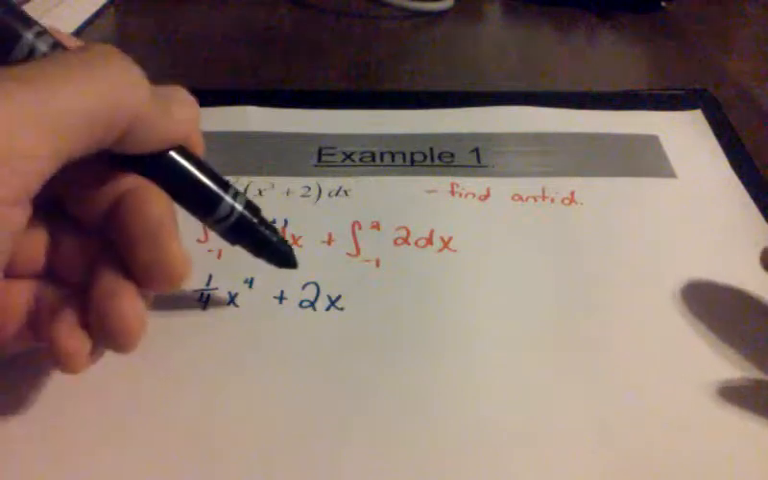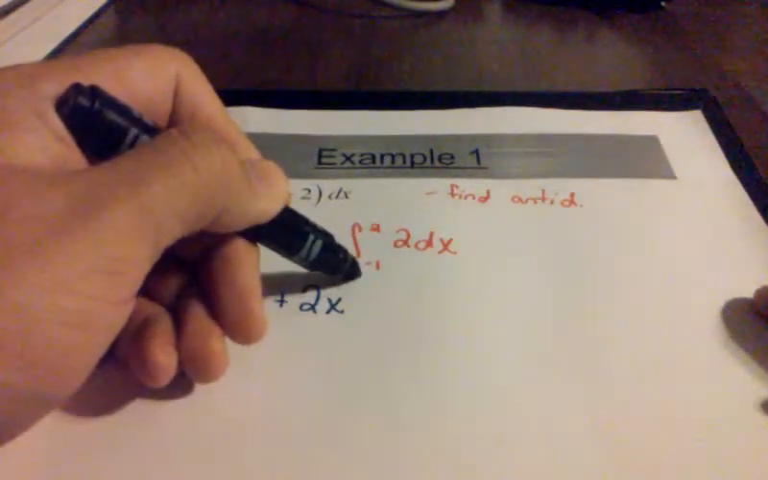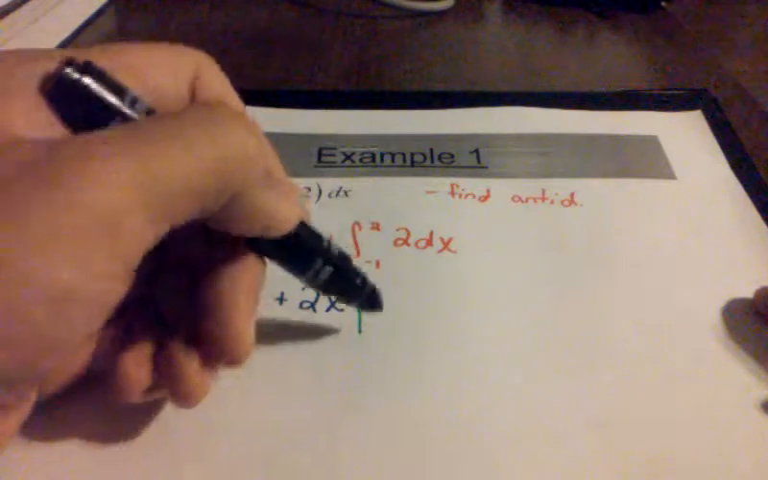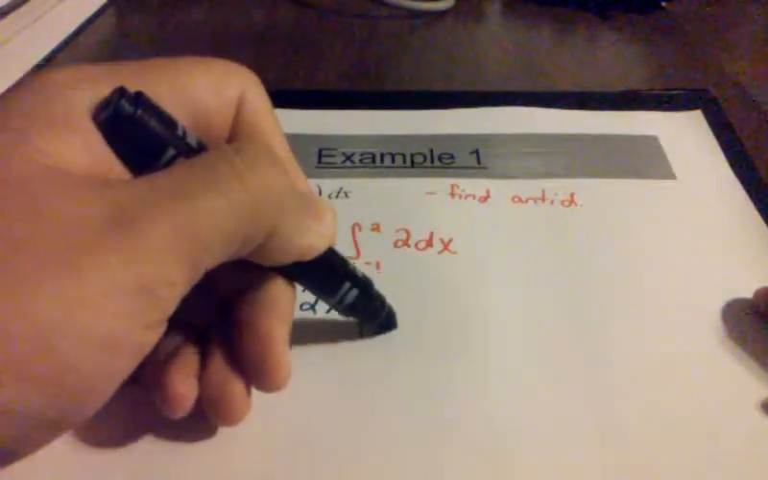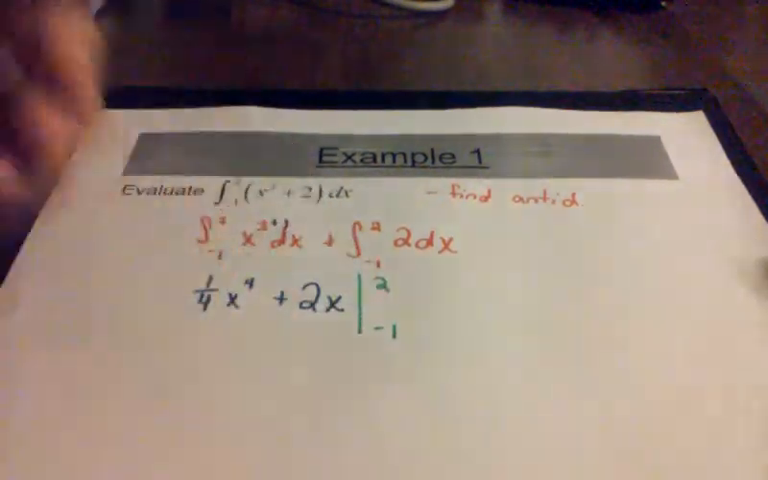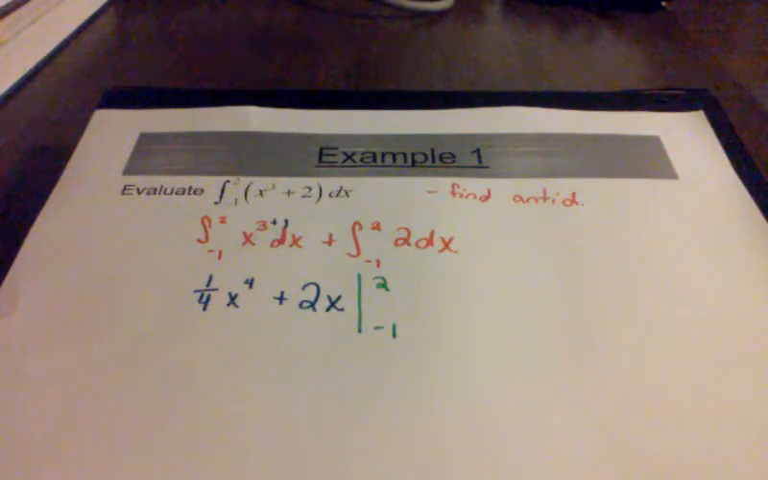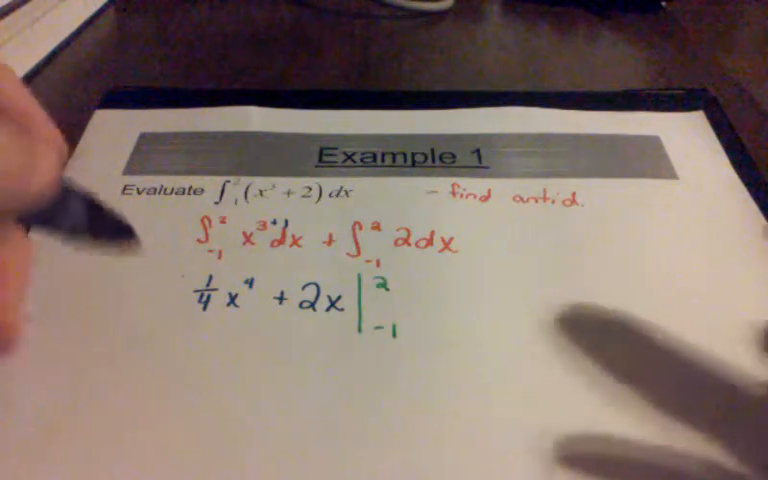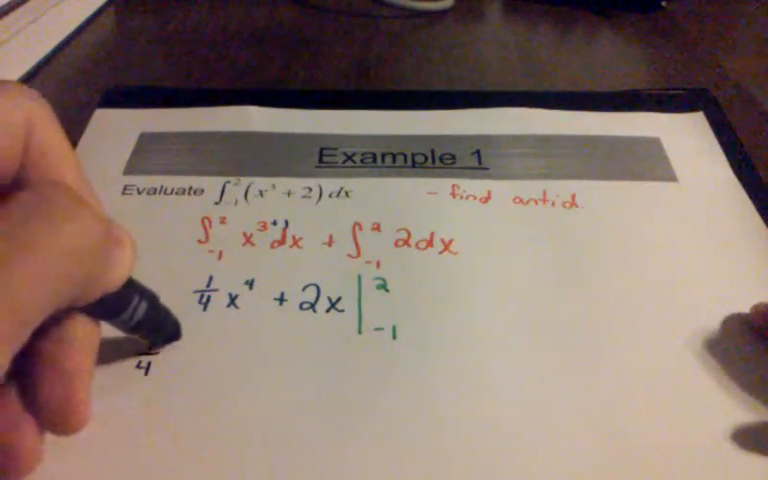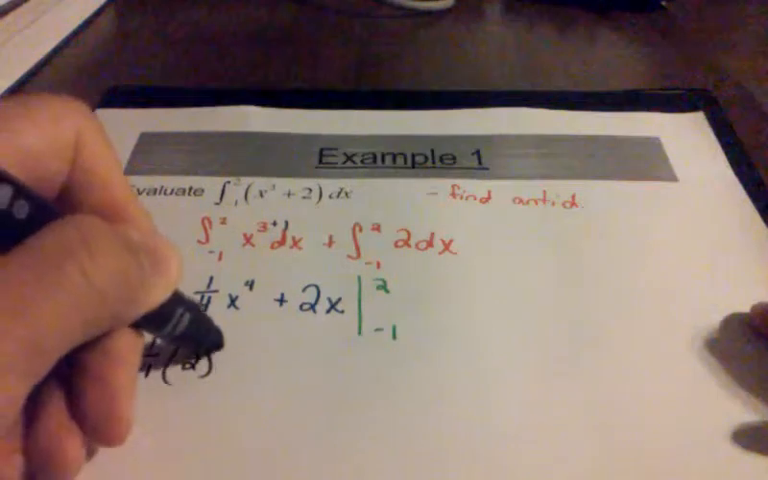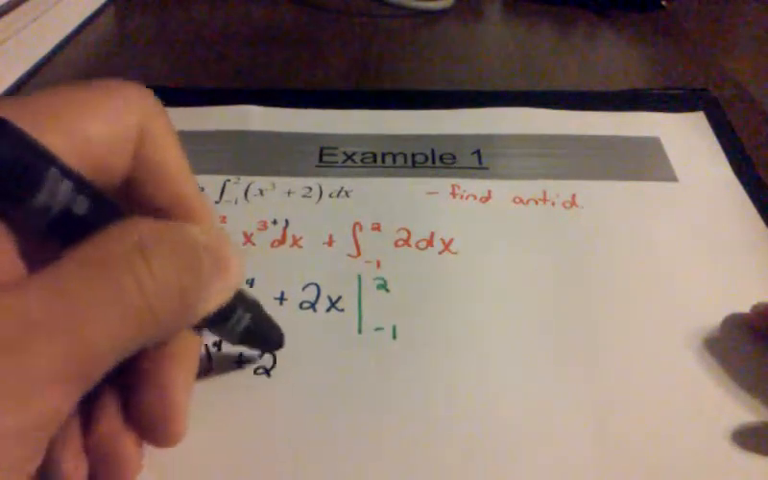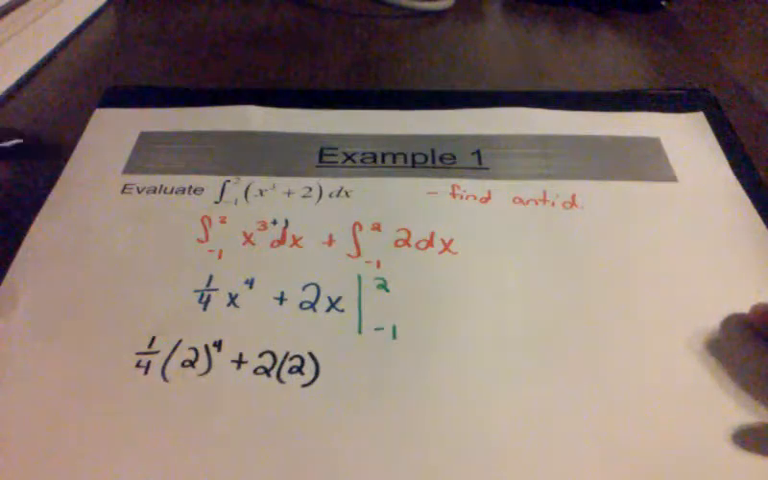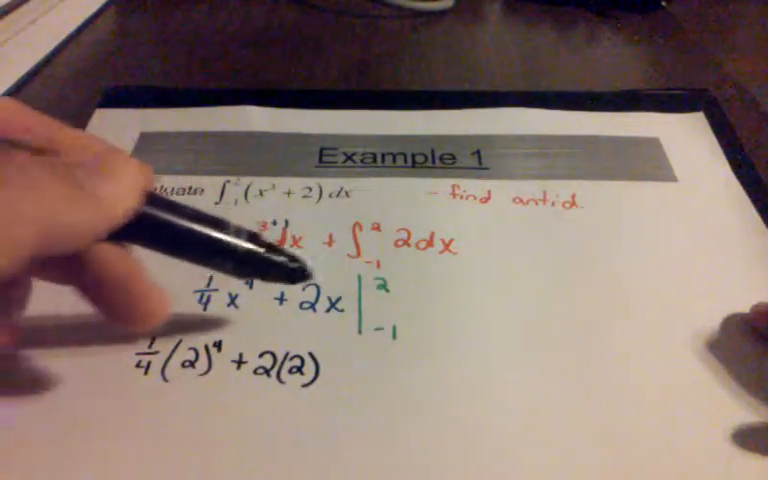Okay, so we found our antiderivative, and now the fundamental theorem of calculus says that we're going to evaluate our antiderivative at the lower limit, which in this case is -1, and the upper limit, which is 2. All right, now here's what's crucial, guys, is that you want to evaluate the upper limit first. Okay, so what I'm going to have is 1/4 times 2 to the 4th plus 2 times 2. So I've plugged in the upper limit into my antiderivative.